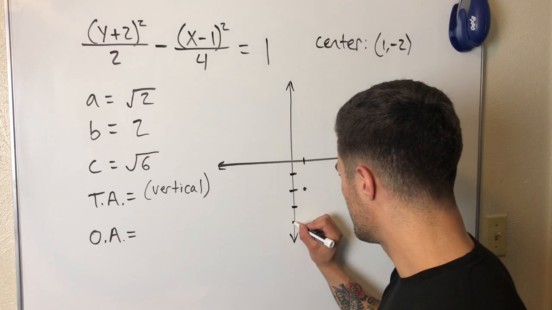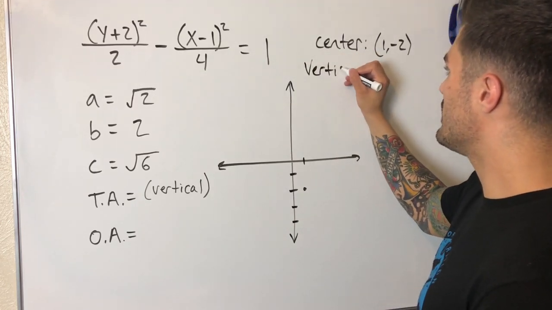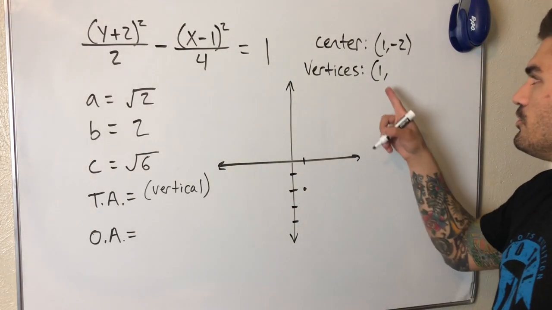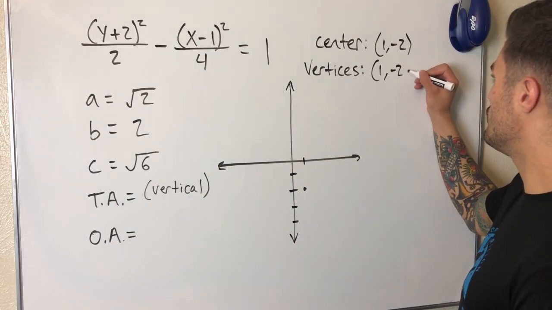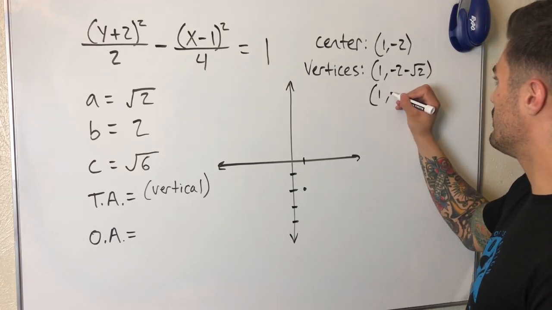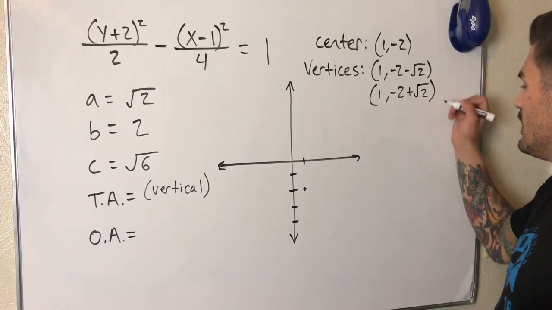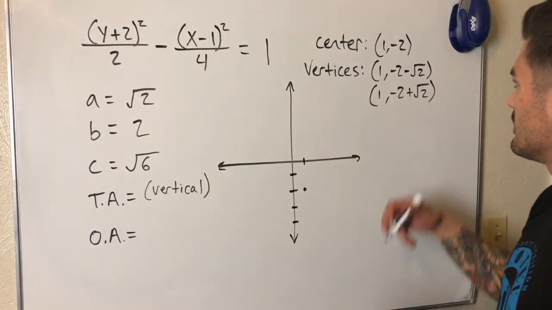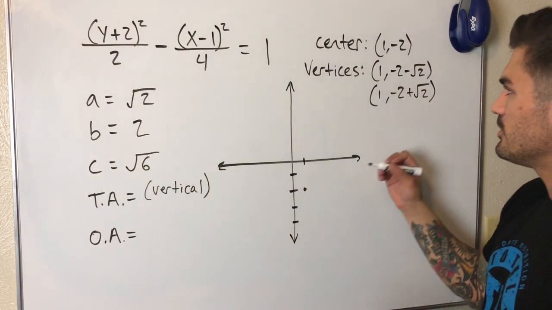So my vertices, and since we're going up and down, we're only changing the y values, remember? So my vertices, both the x coordinates will be 1. But basically, I have 1, -2 minus root 2. And then I also have 1, -2 plus root 2. And you can punch this in a calculator if you want and get an estimate. I think I did it and I had, let's see, this is approximately, I don't know if you'll be able to see that on there.